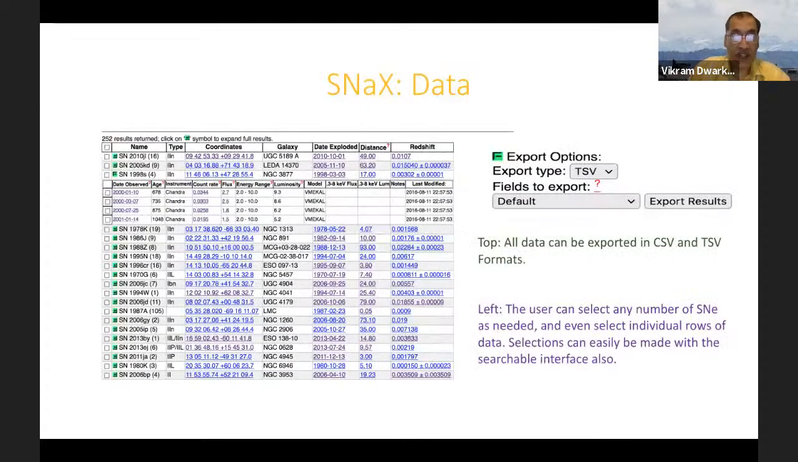You can also look at the data individually. You can look at the data of each supernova, or of several supernovae. You can select them all. You can select a particular supernova and then look at all the various data underneath it, which is basically the individual data points. Each of them has the flux itself and the luminosity given a distance. And sometimes you have the model, and it also tells you which paper it's from. You can export the data as a tab-separated variable file or a comma-separated variable file.